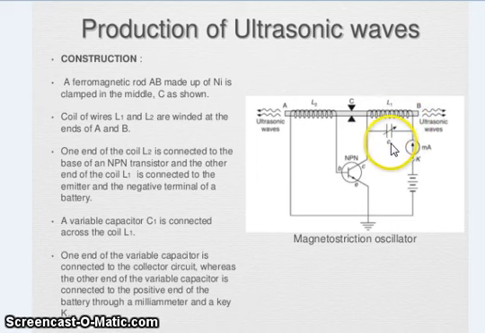One end of the variable capacitor is connected to the collector circuit, whereas the other end of the variable capacitor is connected to the positive end of the battery through a milliammeter and a key, we can say. This is the key, right? Okay, this is the construction part.